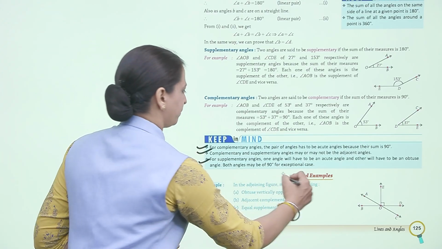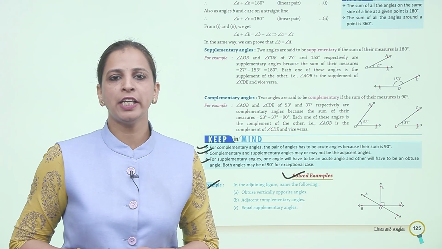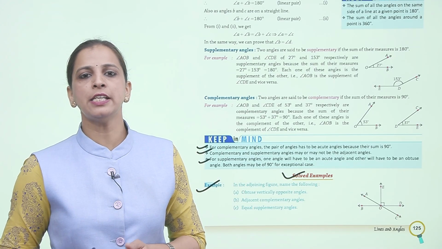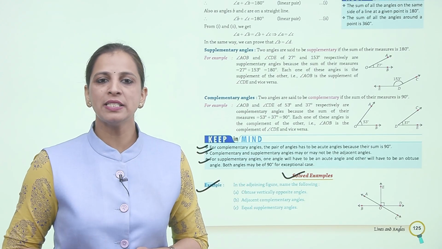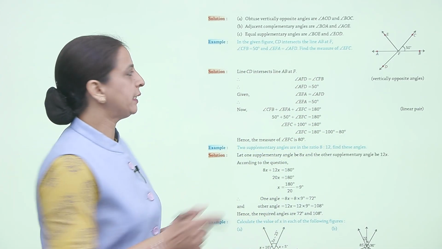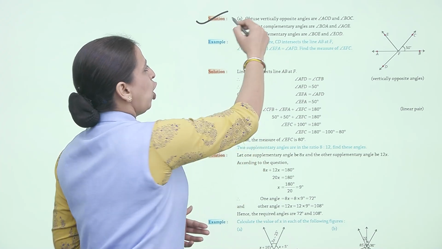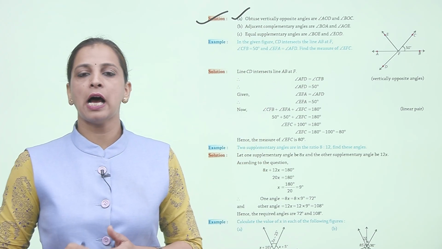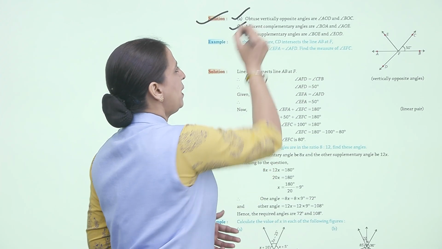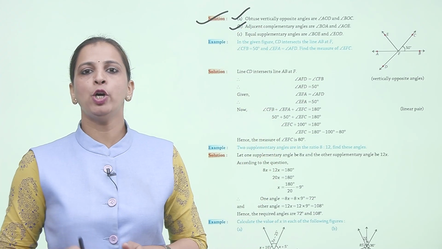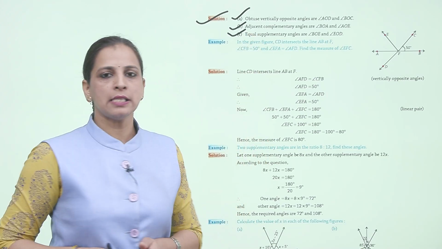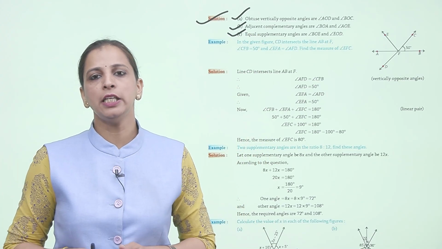Examples करते हैं. In the adjoining figure, name the following. A. Obtuse vertically opposite angles, adjacent complementary angles and equal supplementary angles. Solution करते हैं. A. Obtuse vertically opposite angles are angle AOD and angle BOC. Adjacent complementary angles are angle BOA and angle AOE. Equal supplementary angles are angle BOE and angle EOD.